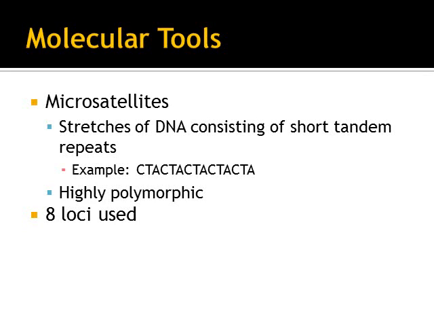And the molecular tools we use, these have already been introduced, so I'll just go over this really quickly. Microsatellites are stretches of DNA that consist of short tandem repeats. The example that I have here is just CTA repeated X number of times, a trinucleotide repeat. The most useful thing about microsatellites is they're highly polymorphic, as Karen already explained, highly variable, which makes them an appropriate tool for genotyping individuals. And for this project, we used 8 different microsatellites.